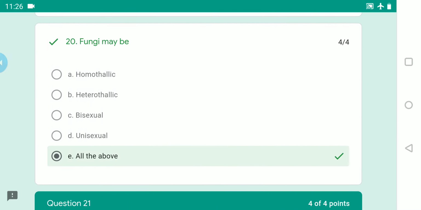In fungi, there are thousands of species. In case of fungi only, we can identify that they may be homo, hetero, bisexual or unisexual also. So that's why fungi may be all the above. Option E is the right answer.